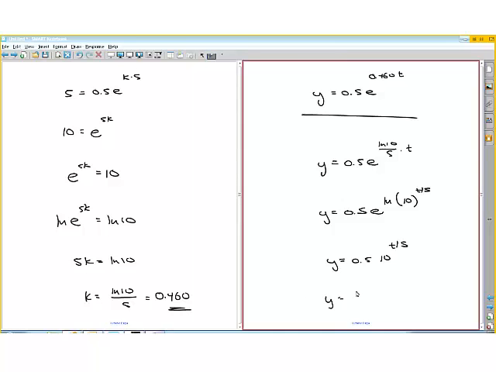Or I think the book says 1/2 10 to the t over 5. Okay, so there's two ways of looking at it. Okay, that's it.